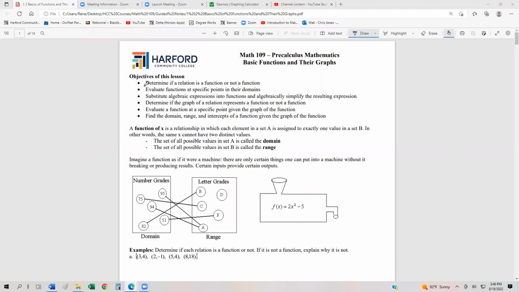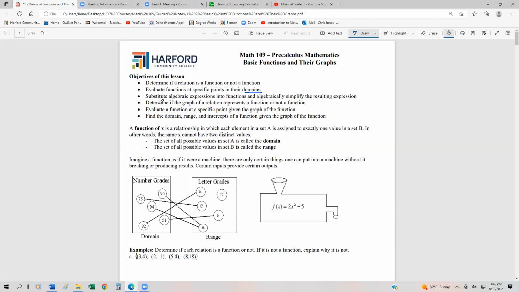First of all, we're going to determine if a relation is a function. We're going to define what a relation is. We're going to evaluate functions at specific points within their domain. So we're going to talk about what a domain is as well. We're going to make sure that we can substitute algebraic expressions into functions and then simplify the resulting expression.